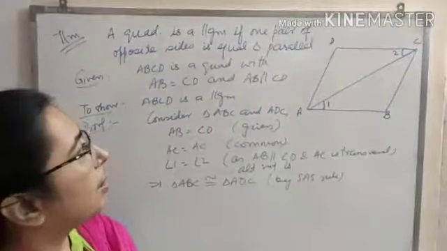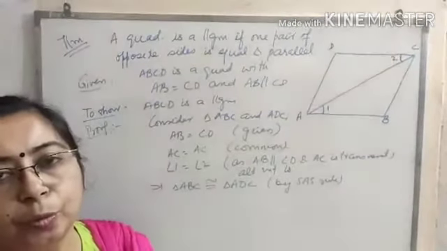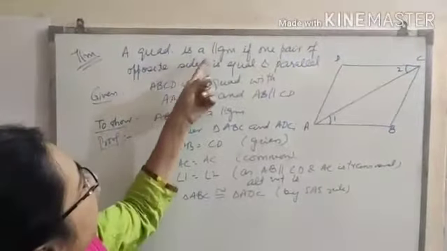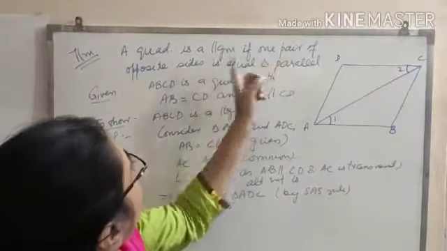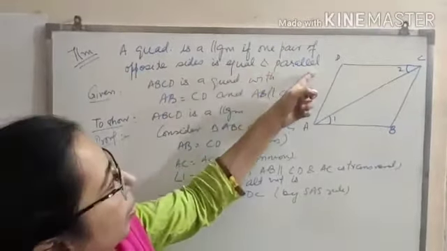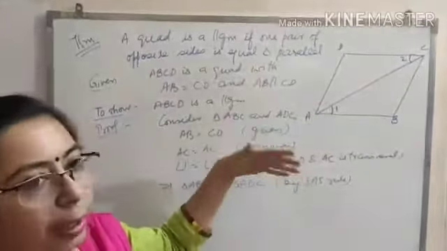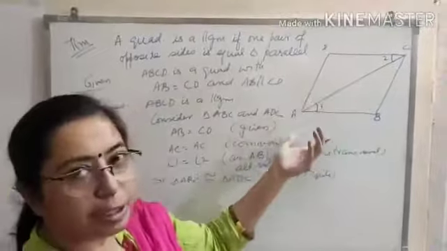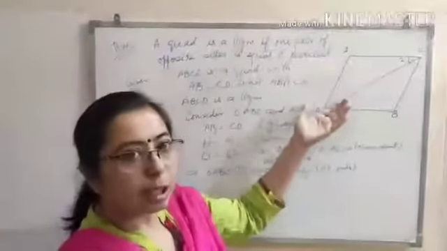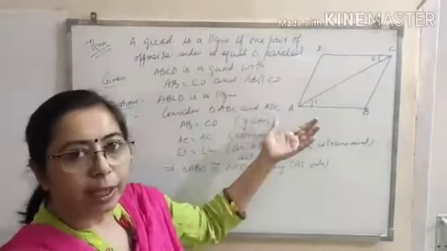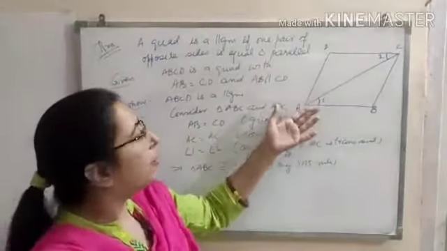This is the last condition. Another condition to prove a quadrilateral to be a parallelogram: a quadrilateral is a parallelogram if one pair of opposite sides is equal and parallel. Earlier we have shown that if both pairs of sides are equal, then it is a parallelogram. If opposite angles are equal, then it is a parallelogram. Or if the diagonals bisect each other, then it is a parallelogram.